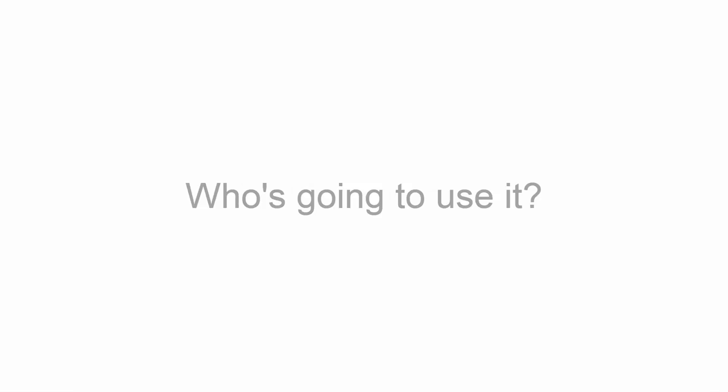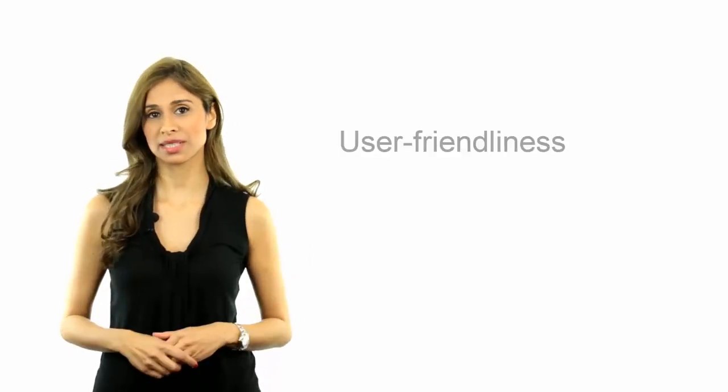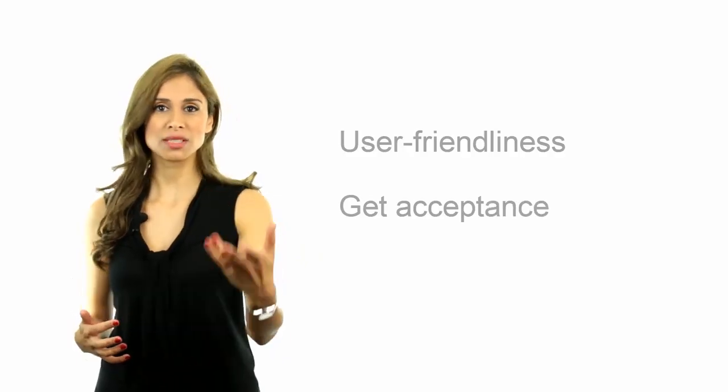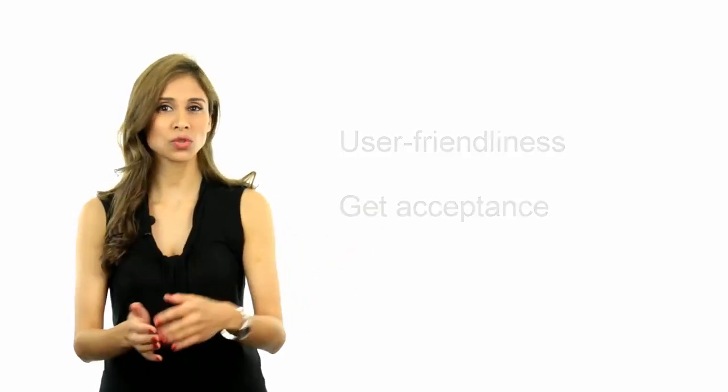Answering this is going to help you get clarification on 2 things. One is the level of user friendliness. It's going to help you define the level of simplicity. 2 is to make sure to get the acceptance. So if this is for your manager, make sure you get their approval. If it's for your team, don't just put it in front of them and tell them to use it. Tell them about it before, get them excited about it, and get their acceptance.